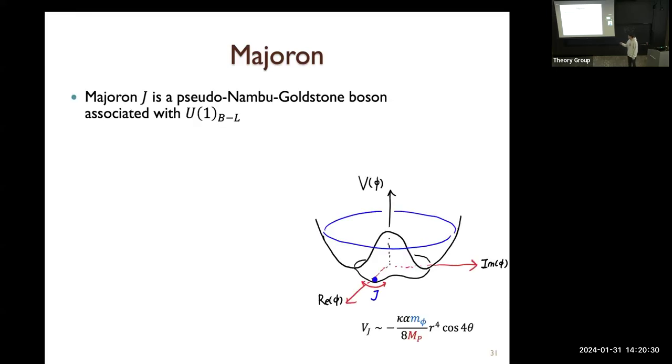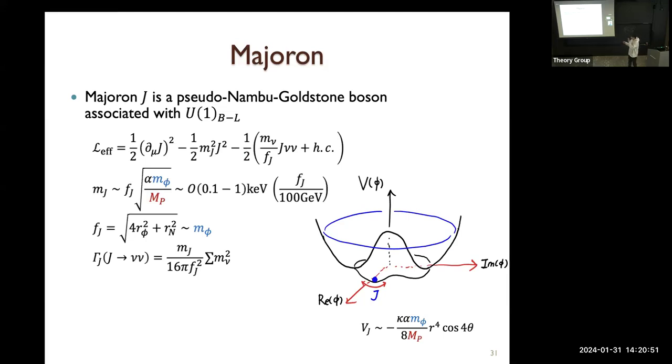Okay. So then after this U(1) B minus L breaking, we have the Majoron. Majoron is of course associated with this U(1) B minus L. Then we have the Majoron potential. This is suppressed by M Planck, and there's a cosine term. The Majoron is a pseudo Nambu-Goldstone boson that gets mass from this term here. Our effective Lagrangian has a Majoron kinetic term, a Majoron mass term, and the Majoron coupled to the active neutrinos here. The mass of the Majoron comes from this term.